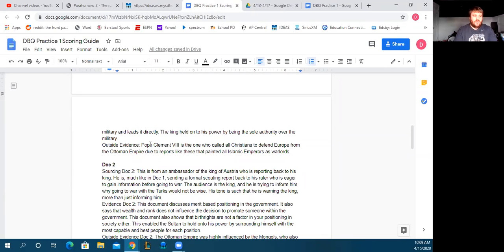Outside evidence that you could use: Pope Clement VIII is the one who called all Christians to defend Europe from the Ottoman Empire due to reports like these that painted all Islamic emperors as warlords. There's not much outside evidence that you can pull from this one.